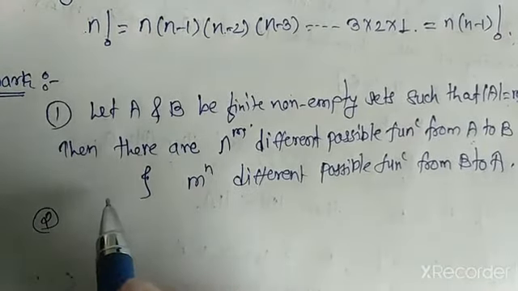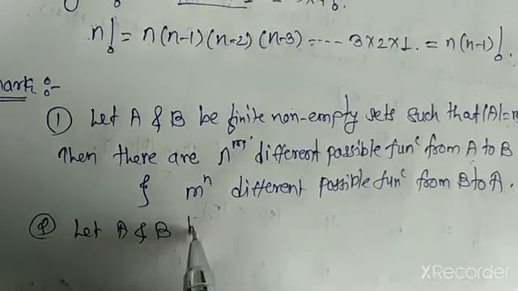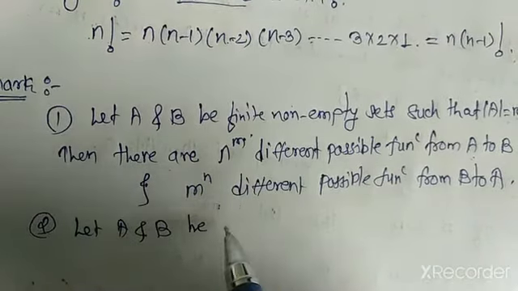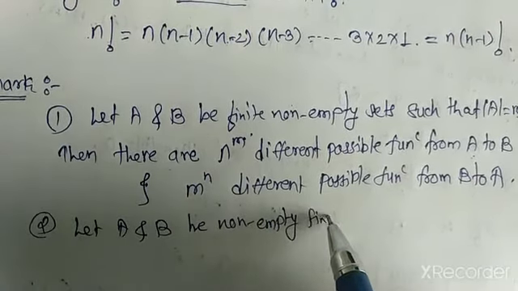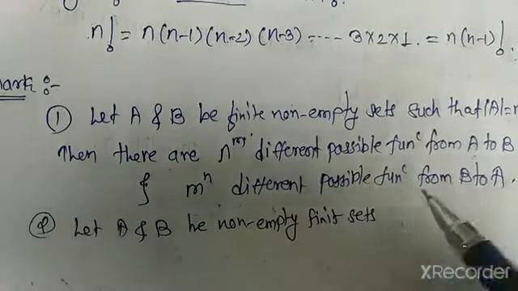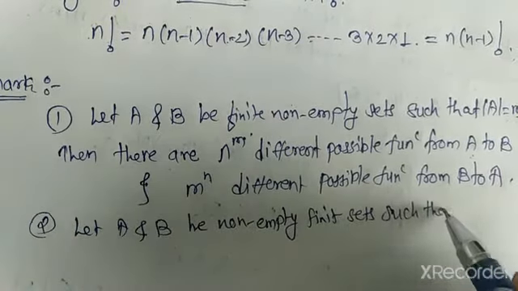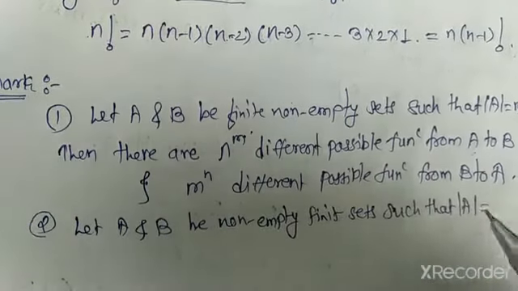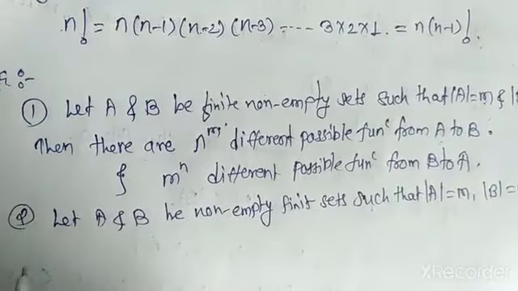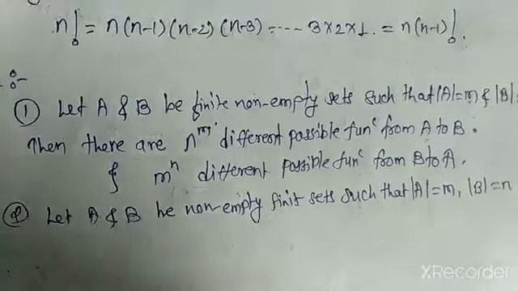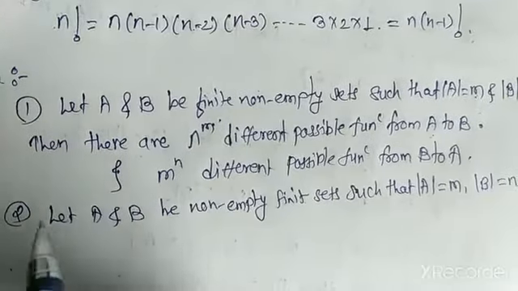Next, second, let A and B be non-empty finite sets such that the cardinality of A, mod of A, is equal to m and mod of B is equal to n. Then it is given m less than or equal to n.